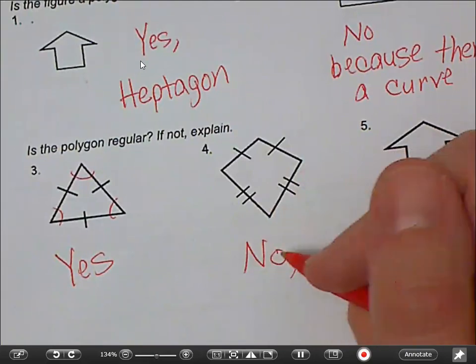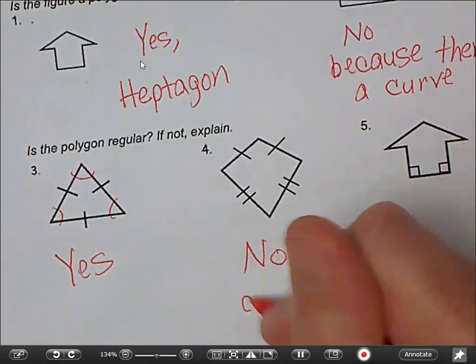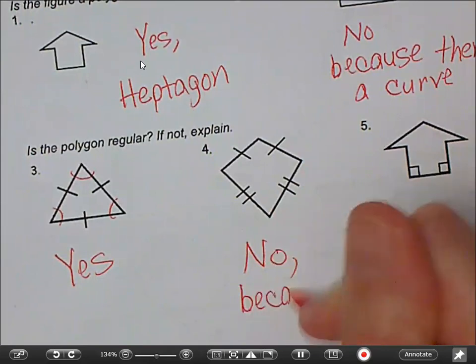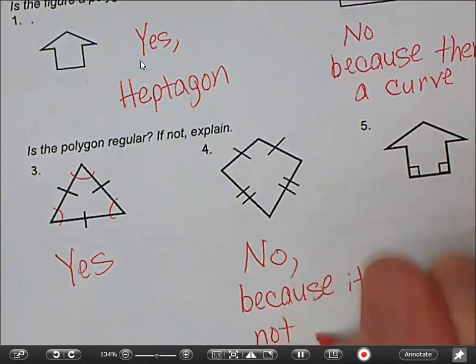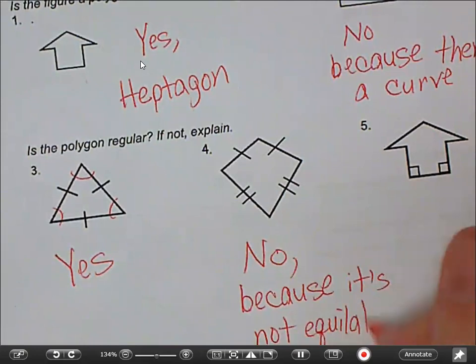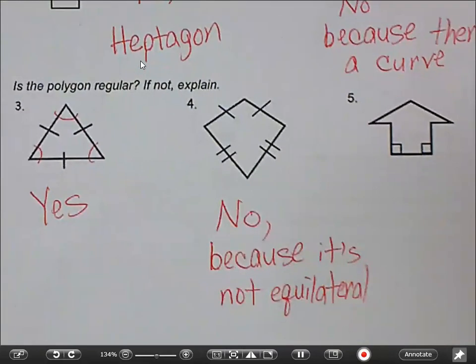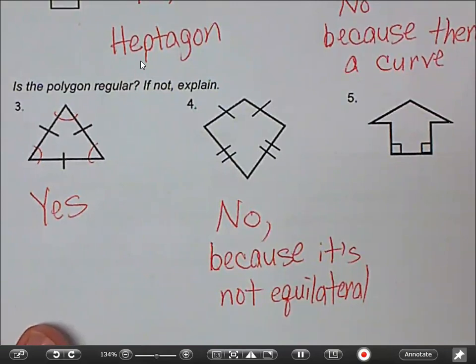And depending on what you want to say, you could say because it's not equilateral. Or you could say something like, only a couple of the sides are congruent to each other, etc. But as long as you're getting the point across using the definitions and criteria, you should be fine.